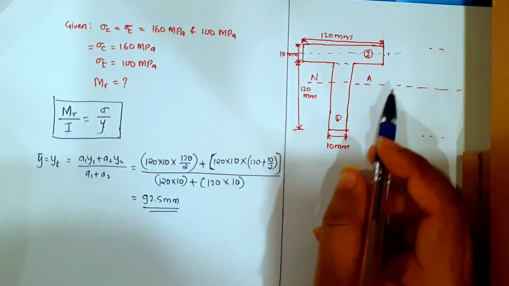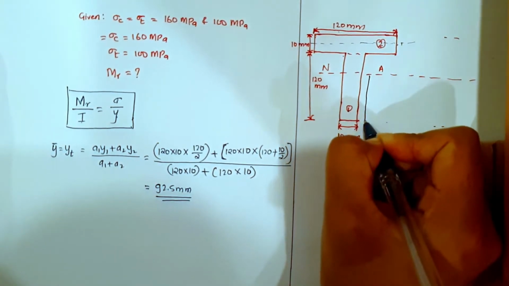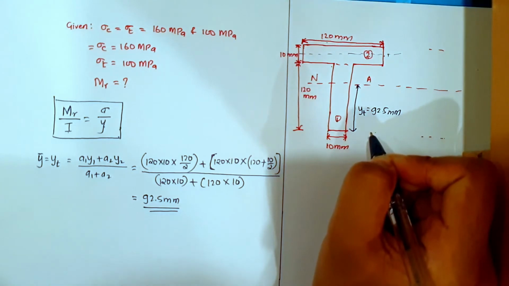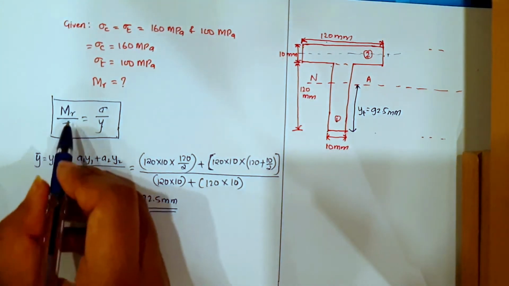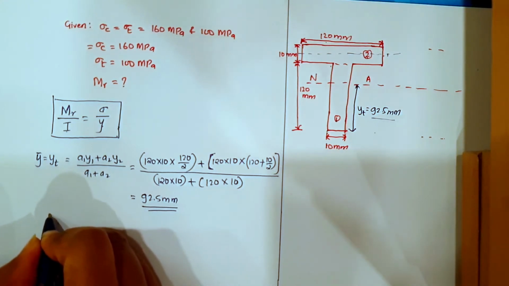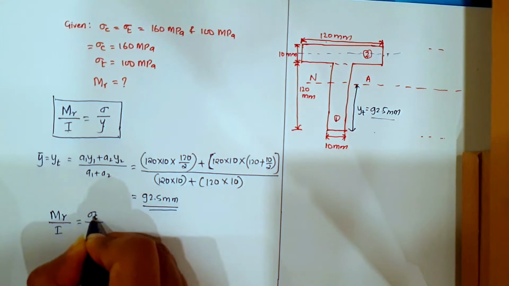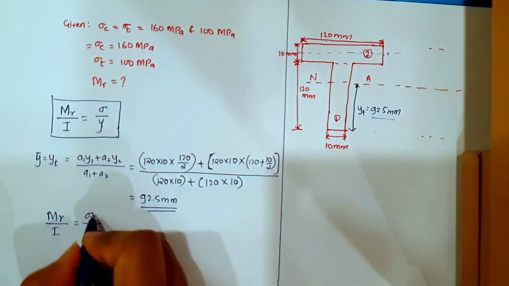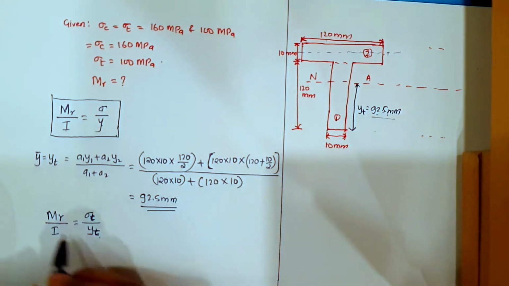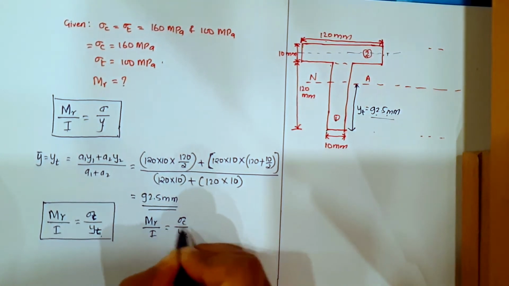Okay, and अब YT यहाँ से यहाँ तक का डिस्टेंस, YT आपको मिल रहा है 92.5 mm. Okay, so from here, we can use this formula to find moment of resistance MR. So how we can do this? If we modify this formula as MR divided by I equals to sigma C by YC, sigma T by YT. हम ऐसे फाइंड कर सकते हैं, because we know the value of sigma T 100 megapascal, we know the value of YT, which is equals to 92.5 mm, or else we can also use MR by I equals to sigma C by YC.